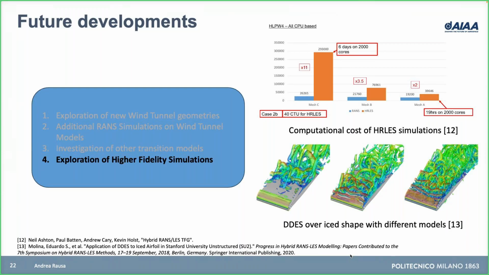And then maybe if we have enough computational power, we can try some cases with DES simulations, which are the next step in fidelity with respect to RANS, rather than URANS. And maybe we can, for example, try and inspect those non-linearities or the stall regions where the CL is stalling, if we can actually improve the predictions there.